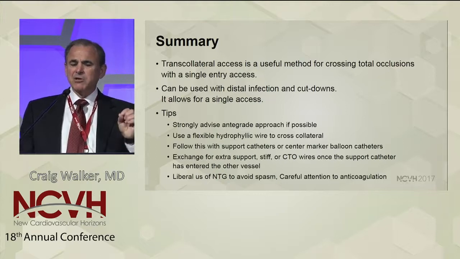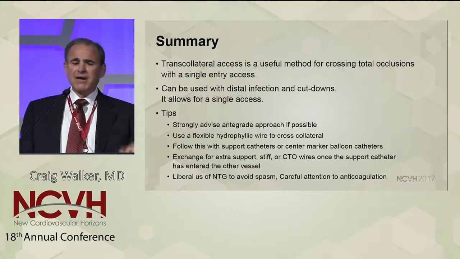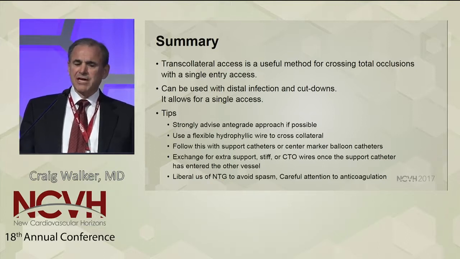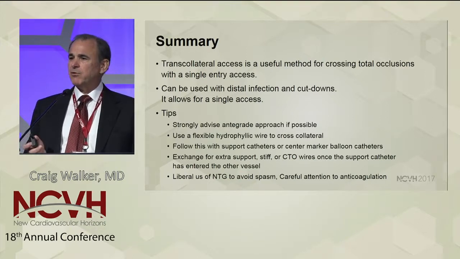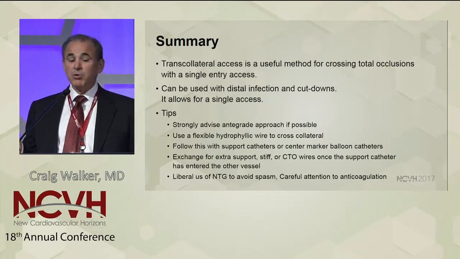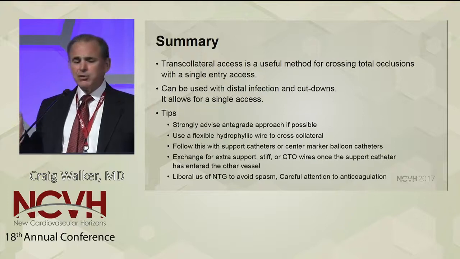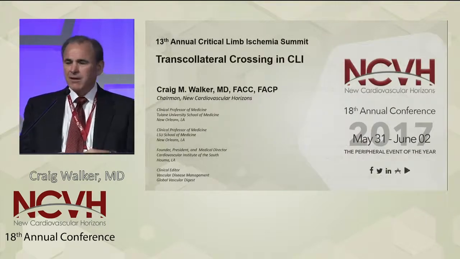I would follow this with a support catheter or center marker balloons to allow you to negotiate and give further support to your balloon. Once all of this is done and you've captured your wire, I think you should exchange for an extra support stiff or sometimes even CTO wires with support if you need them. And I would always advise liberal use of nitroglycerin and other drugs to avoid spasm. When I've seen people have problems with this technique, it was related more to spasm than anything else. And finally, you must carefully pay attention to anticoagulation. Routine ACTs are mandatory. Thank you much for your attention.